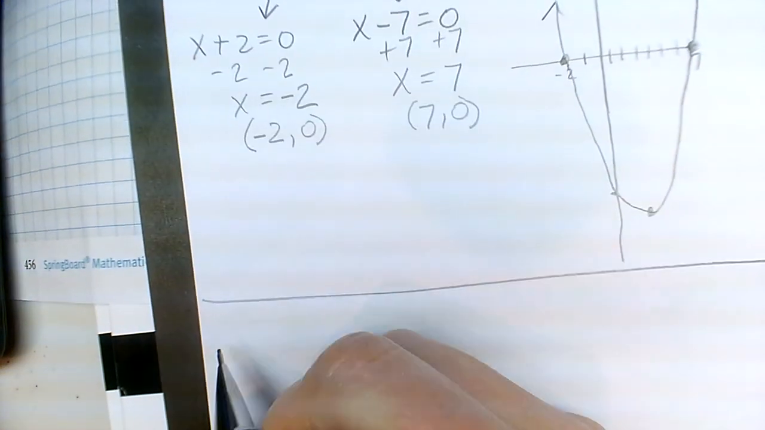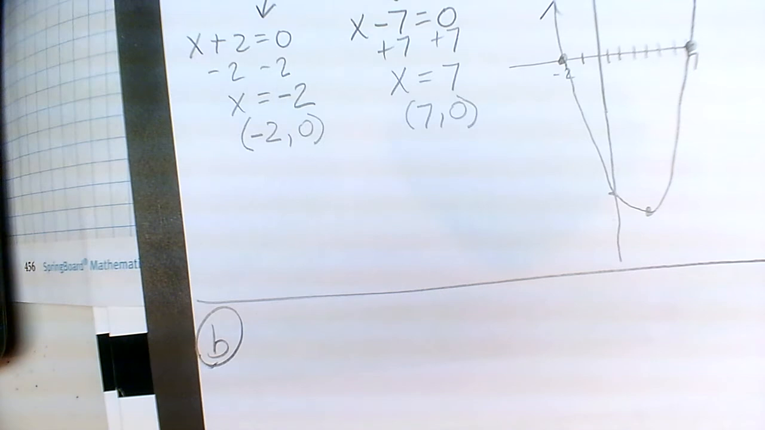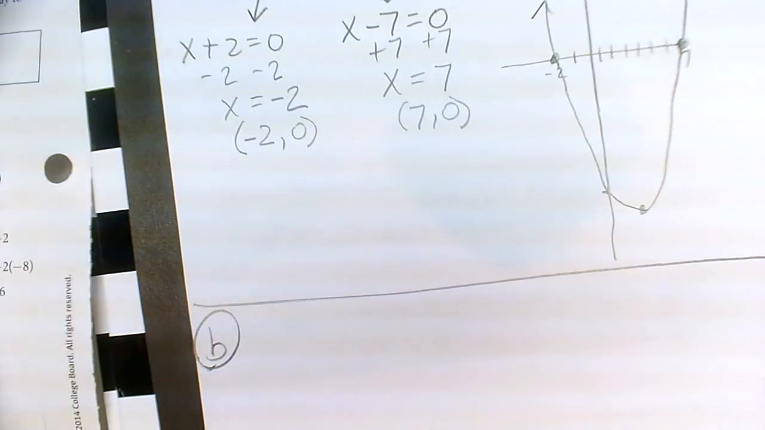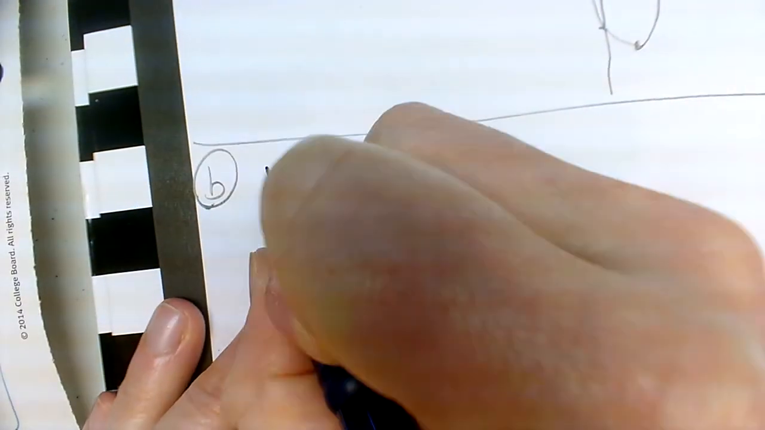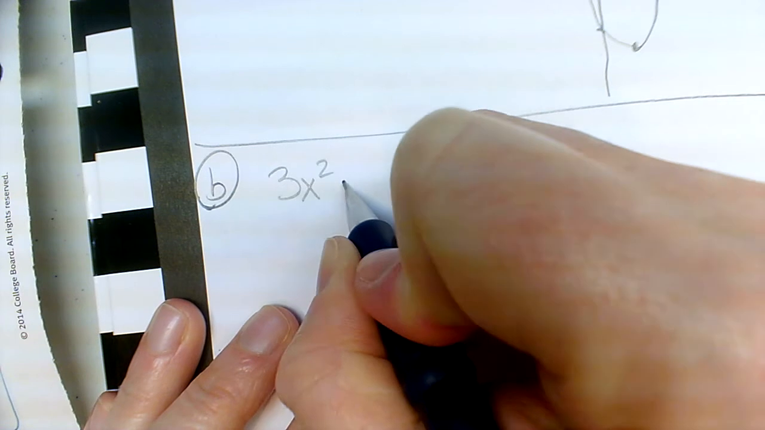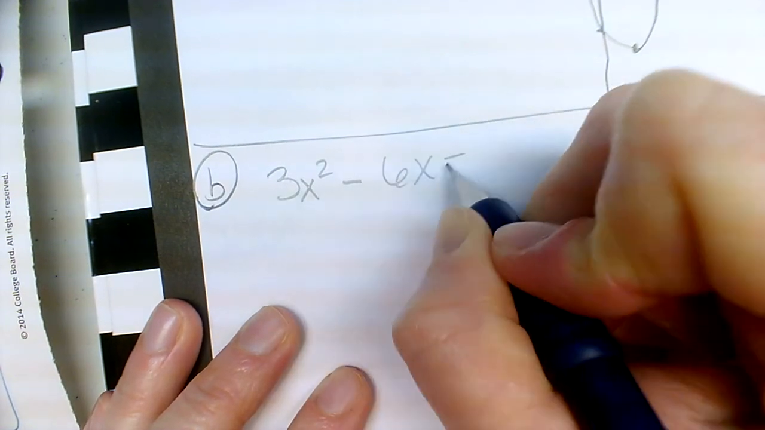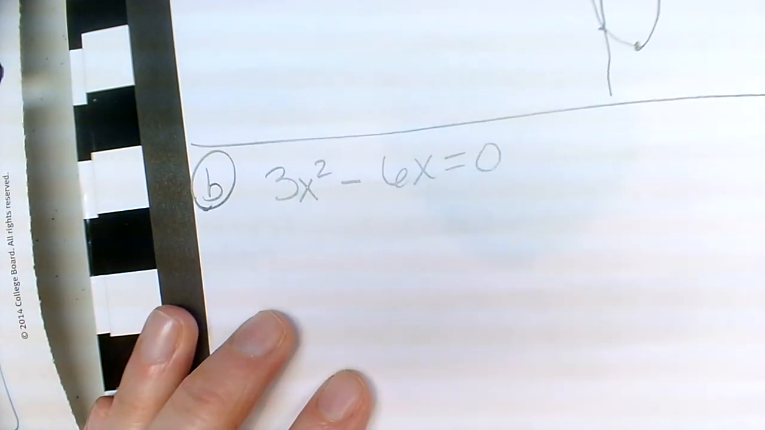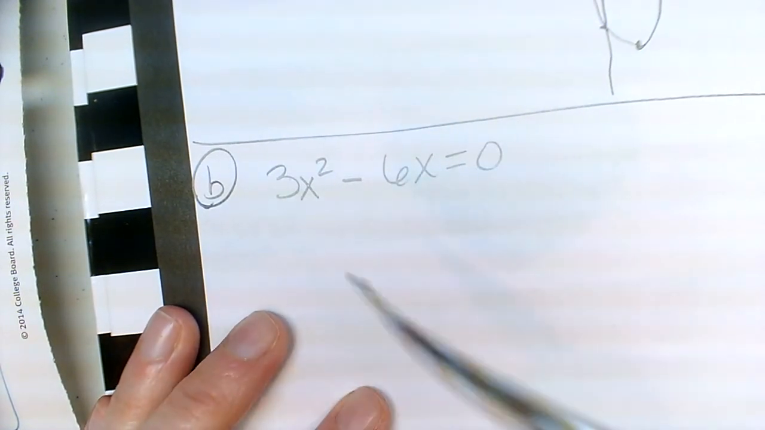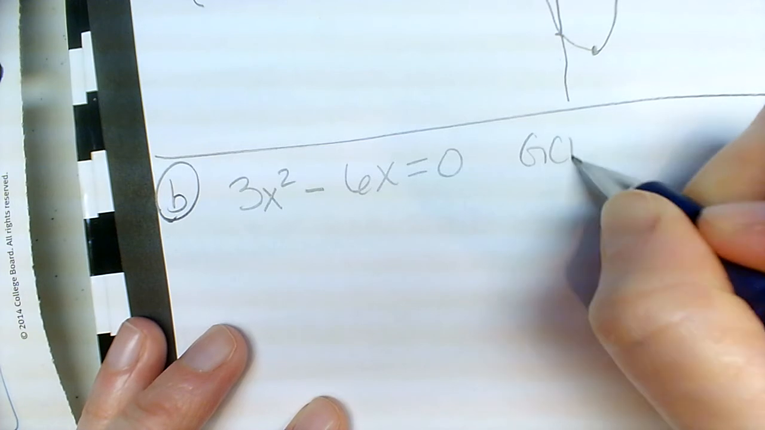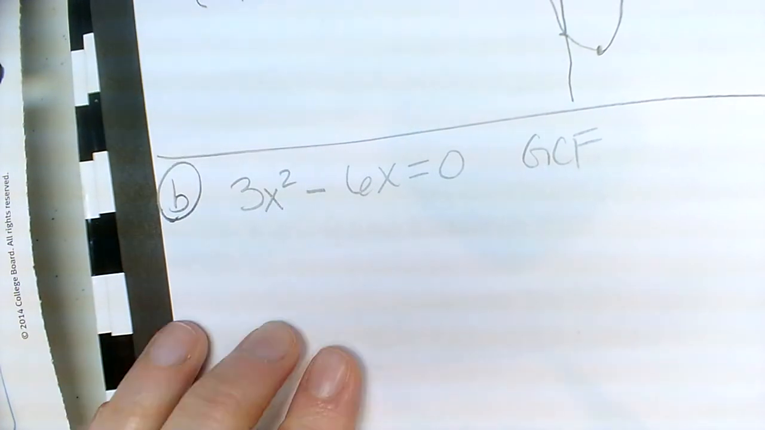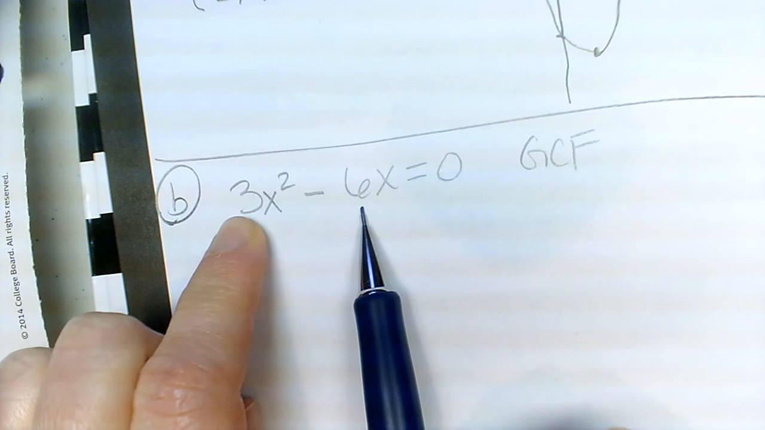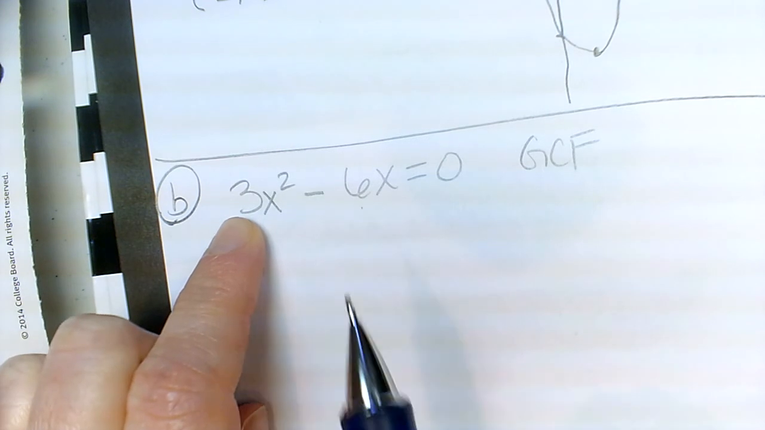Let's go to the next one. We're going to try B on Try These A. So this one looks something like this. It says 3x squared minus 6x is equal to 0. Again, check for the greatest common factor. Do you have something other than one that you can factor out? Yes. Well, the greatest common factor of 3 and 6 would be 3.